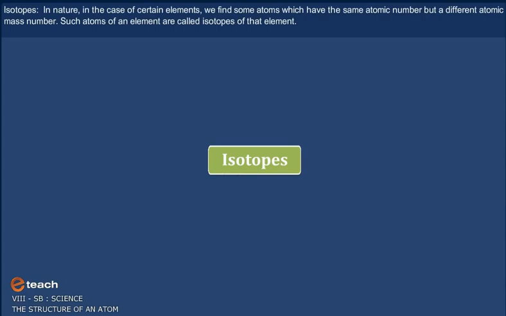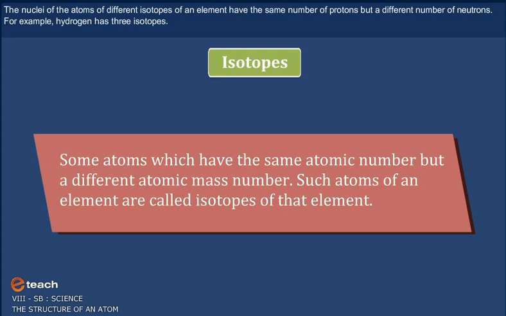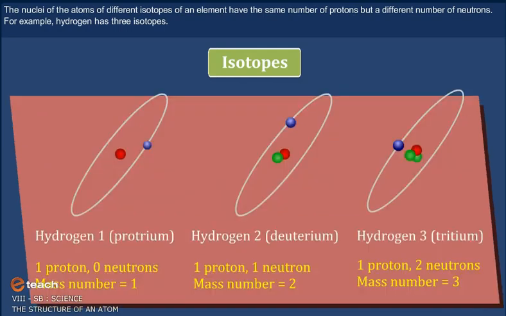Isotopes. In nature, in the case of certain elements, we find some atoms which have the same atomic number but a different atomic mass number. Such atoms of an element are called isotopes of that element. The nuclei of the atoms of different isotopes of an element have the same number of protons but a different number of neutrons. For example, hydrogen has 3 isotopes.